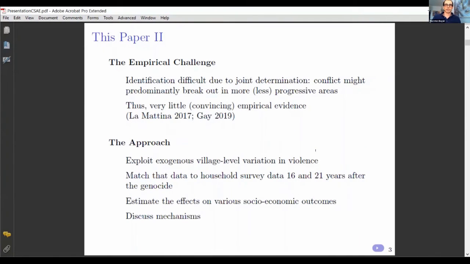There's a challenge. Conflict does not break out randomly. So if we were to take our socioeconomic outcomes and just regress them on conflict, we'd probably not be getting it right. To get around that problem, we'll exploit exogenous village-level variation in violence. I'll tell you in a second what that is. We'll match it to household survey data some 15, 20 years after the genocide. And then we'll estimate the effects on various socioeconomic outcomes and hopefully, if we have time, discuss the mechanisms.